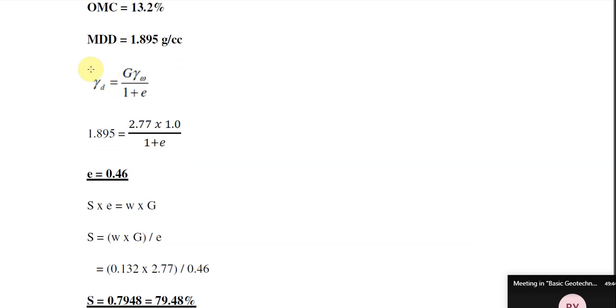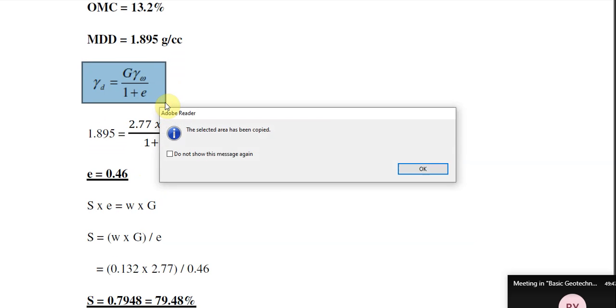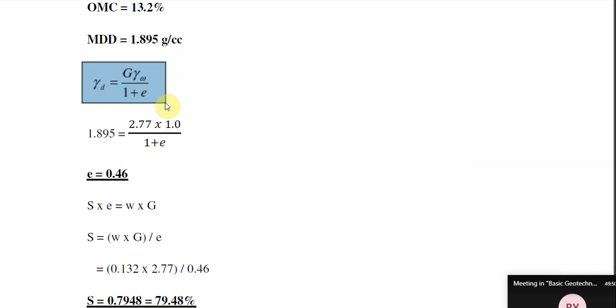So we have this expression. Dry density is G into rho W divided by 1 plus e. Now because this is in terms of density, that is 1.895 gram per cc, density of water will be 1 gram per cc. If this was in terms of kilonewton per meter cube, this value would have been 9.81. This must be substituted in terms of gram per cc. So if you substitute all the values and you simplify, you will get the value of e as 0.46.